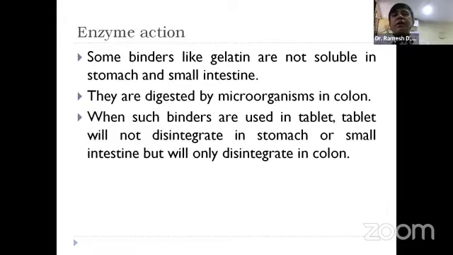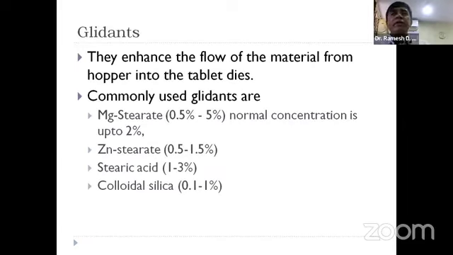It is digested by the colonic microflora. Next category is the glidants. The purpose of glidants is to improve the flow from the hopper to the die cavity. When they are preparing tablets, if the flow of the granules is not proper, then the die cavity will not be filled properly every time, and hence your tablets may fail in the weight uniformity test, by mistake. So the flow should be proper, and to improve the flow, we are using glidants.